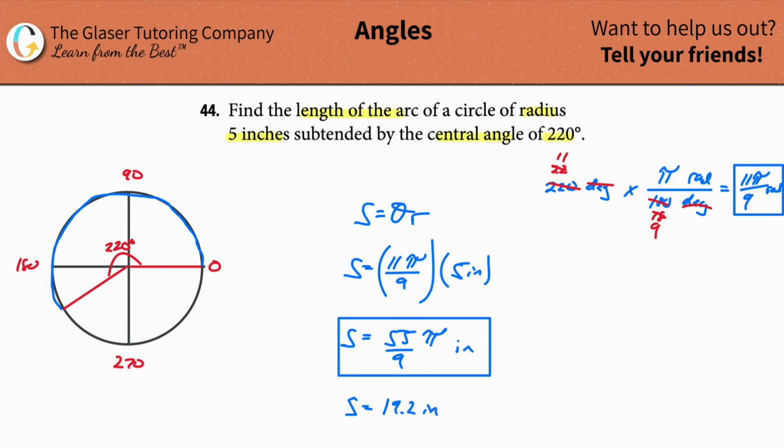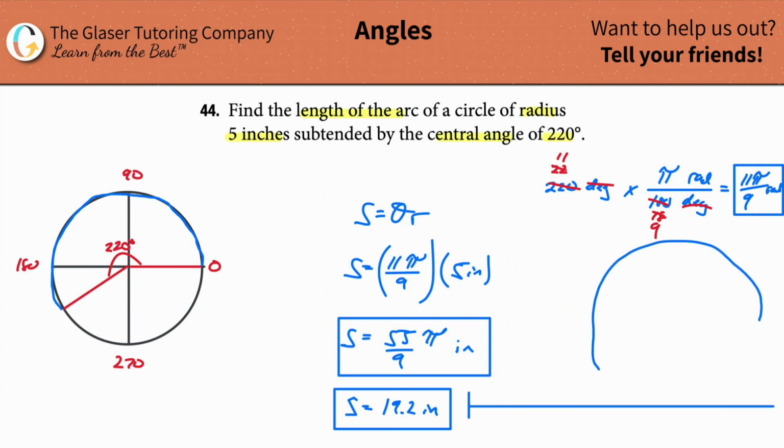inches. So if you were to take this particular arc length, pretend you took a string and you measured it like that, and then you took the string, brought it over here, and straightened it out, the measurement of that length would be 19.2 inches.